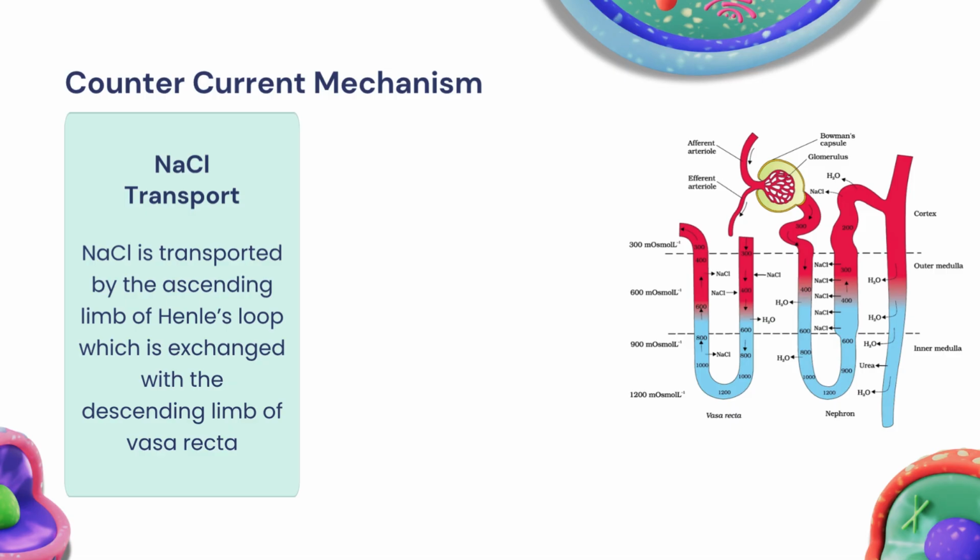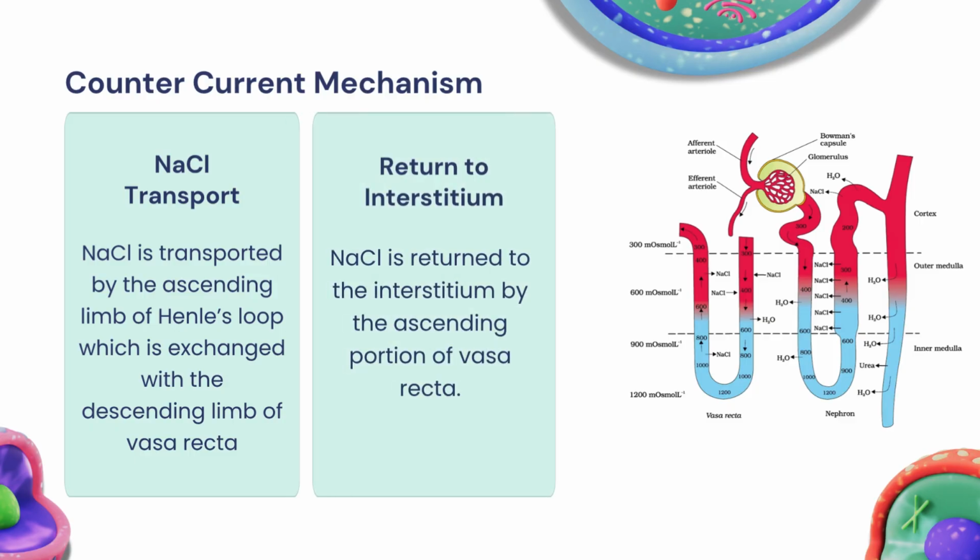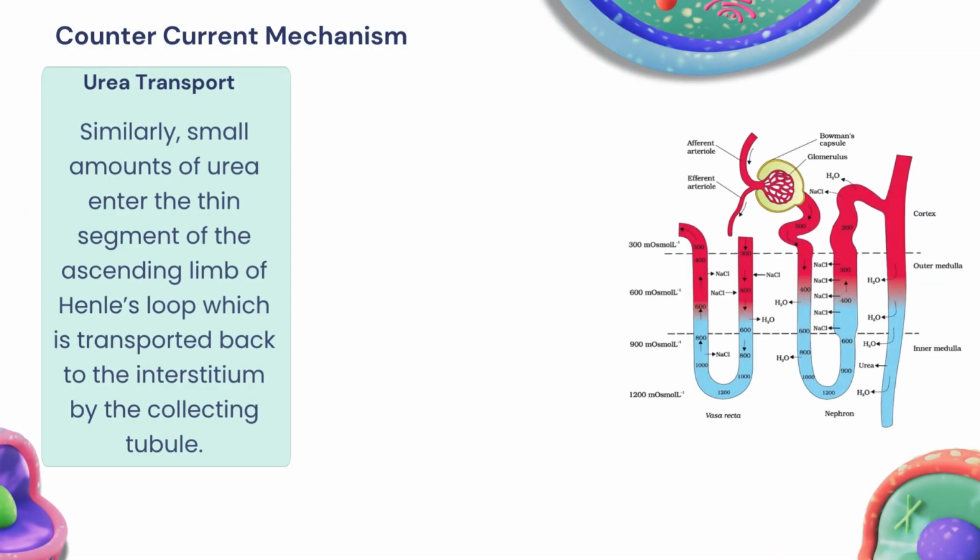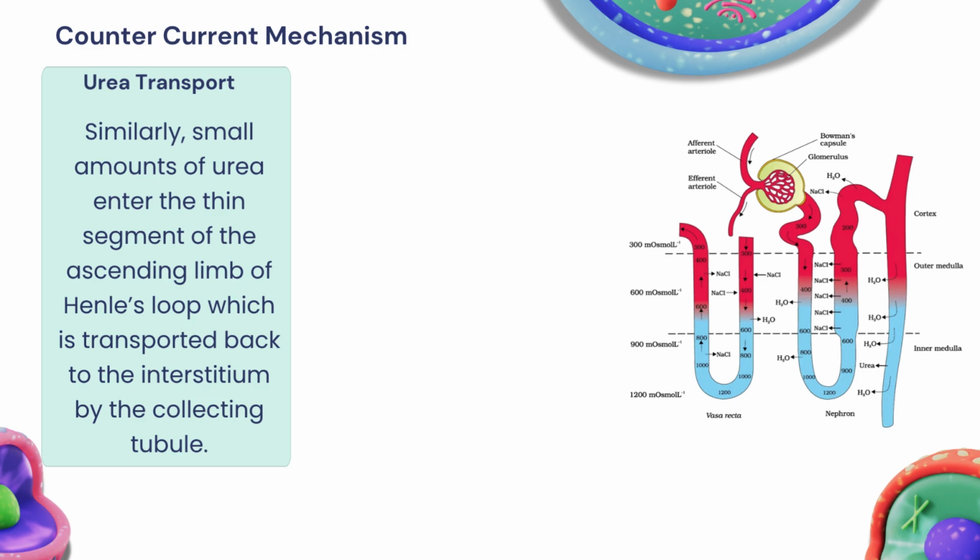NaCl is transported by the ascending limb of Henle's loop, which is exchanged with the descending limb of vasa recta. Then it's returned to the interstitium by the ascending portion of vasa recta. Similarly, small amounts of urea enter the thin segment of the ascending limb of Henle's loop, which is transported back to the interstitium by the collecting tubule.